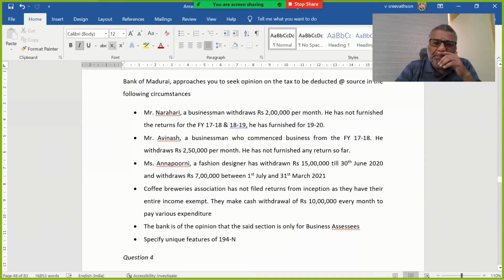Avinash, a businessman who commenced the business in 2017-18, withdraws 2 lakh for 50,000. He has not furnished any return so far. Okay, 2017-18, 2018-19, 2019-20, 3 years is over also. But the question is, the law has not said anywhere, suppose 3 years have not lapsed, all those clarifications are not made. So if they have not filed in the last 3 years, then there is an error.